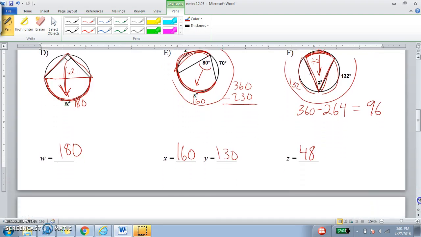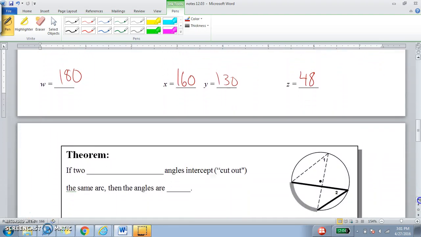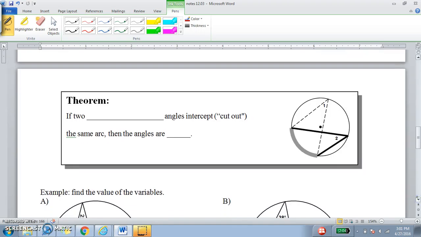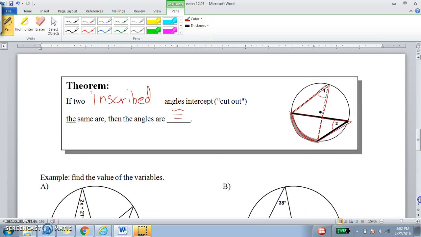All right, on the back, if two inscribed angles, so these angles 1 and 2, both those angles are inscribed. If two inscribed angles intercept or cut out the same arc, then those two angles are congruent. So both of these angles are cutting this arc out of the circle. Therefore, those two angles are congruent to each other.